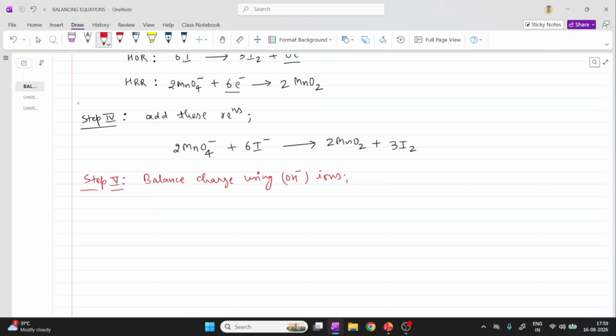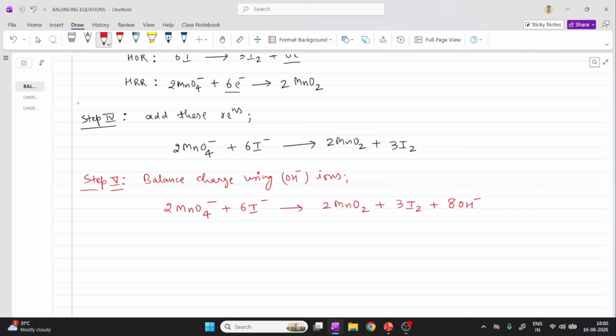So how can we balance the charge? Because the left hand side has total charge minus 8, we balance the charge using OH minus ions. So I can write these 8 OH minus on the right side. So again it will become 2MnO4 minus plus 6I minus, and it gives 2MnO2 plus 3I2. And since now I have to balance these 8 minus, I am writing 8 OH minus. So after writing 8 OH minus, now the charges are balanced.